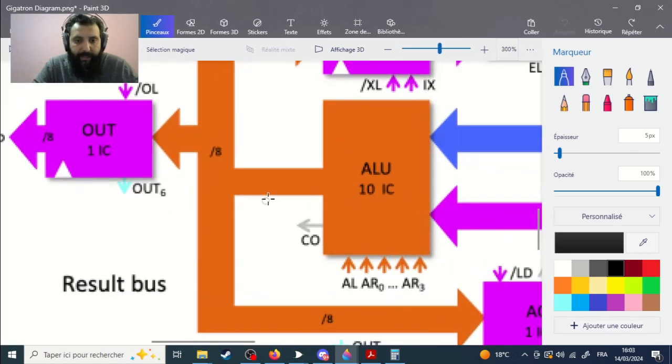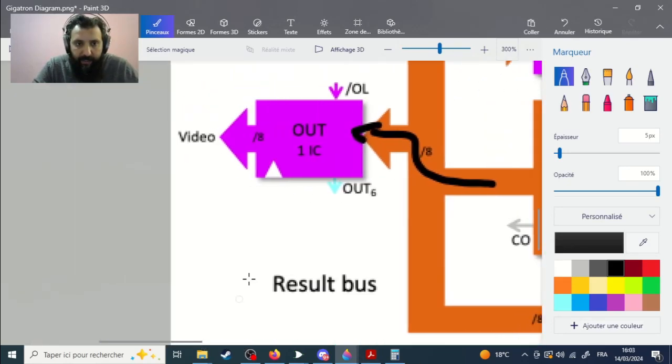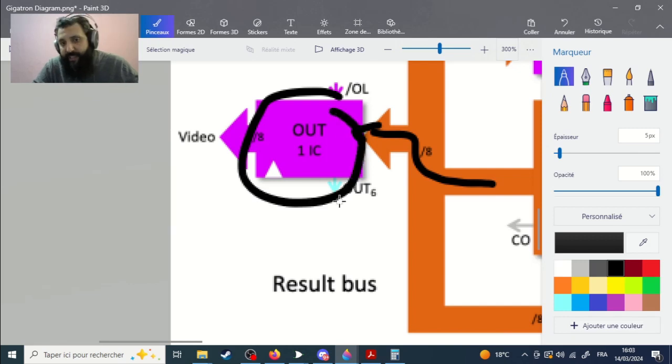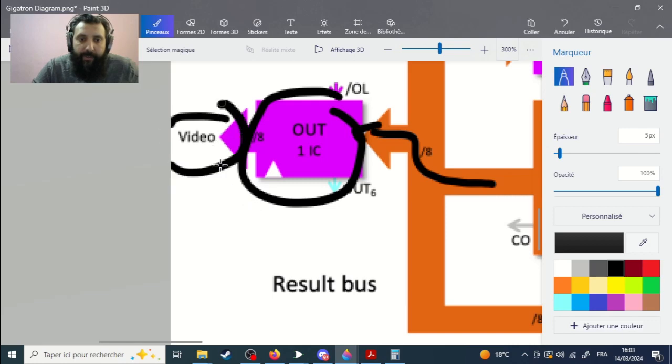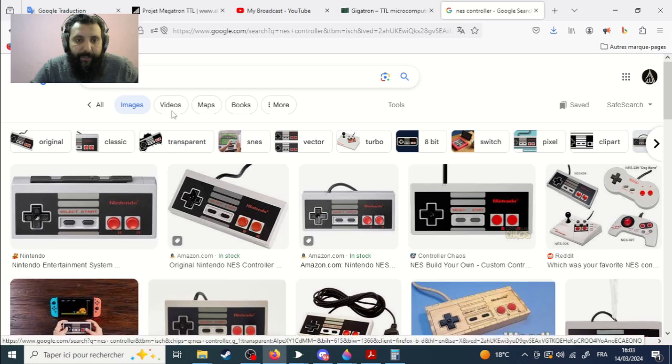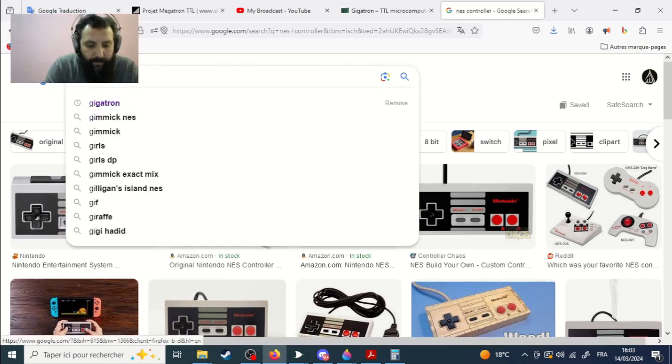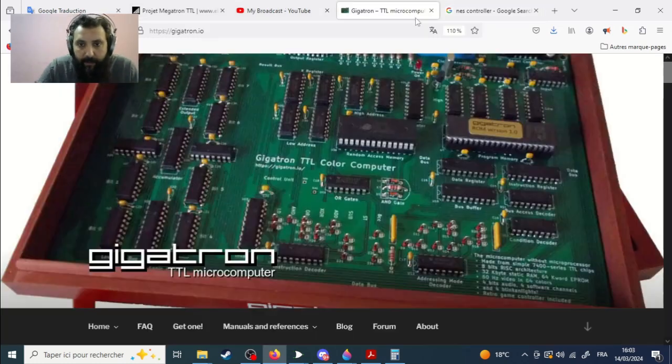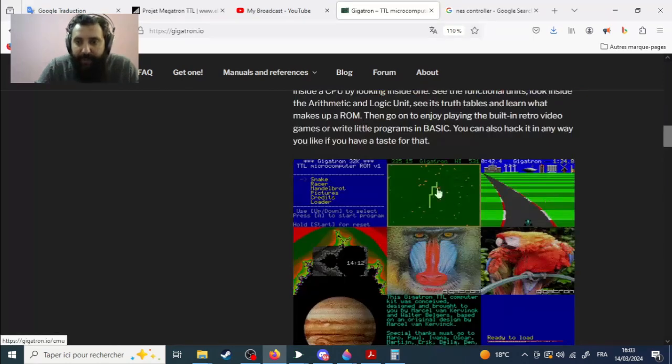We also have this part, an output register, I guess. I'm not sure, but it's not important. We will not use this register in Megatron. This register is used for video, to output the video of Gigatron.